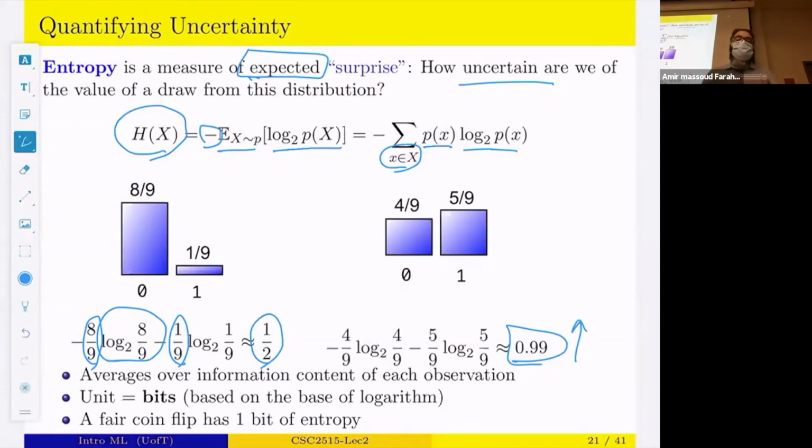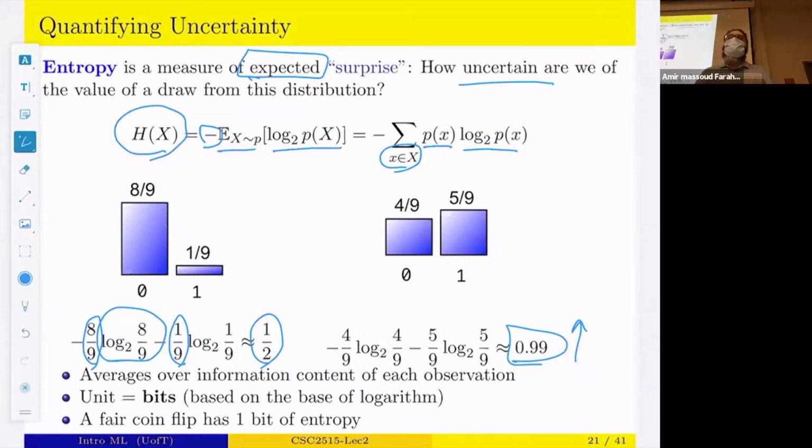Entropy can be interpreted as the average information content of each observation. If the value is higher, it means that it has more information. The unit of entropy is called bits, which is the same bits that we have in computer science, like bits and bytes.